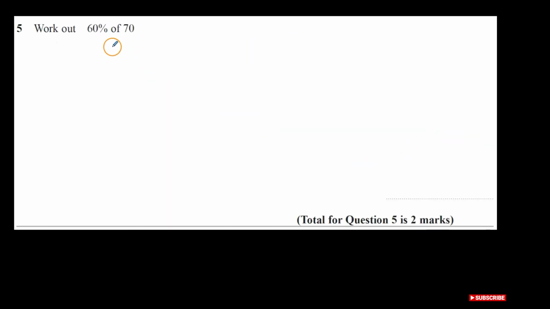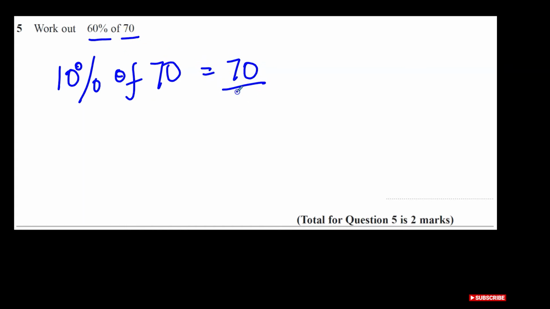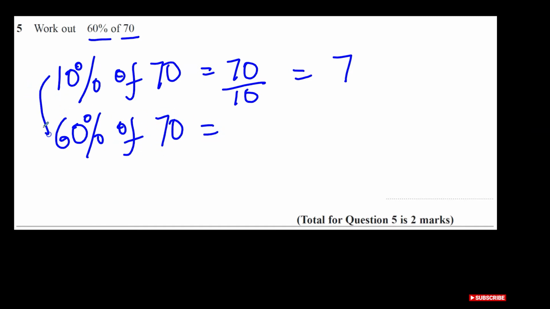Question 5, we're asked to work out 60% of 70. So what we need to do is find 10% first of 70. Well, we know to get 10%, we need to divide 70 by 10, which is going to be equal to 7. So now to find 60% of 70, all we have to do is from there to there we need to multiply by 6, and that's going to be the same on this side. So 7 times 6, which is 42. So the answer is 42.